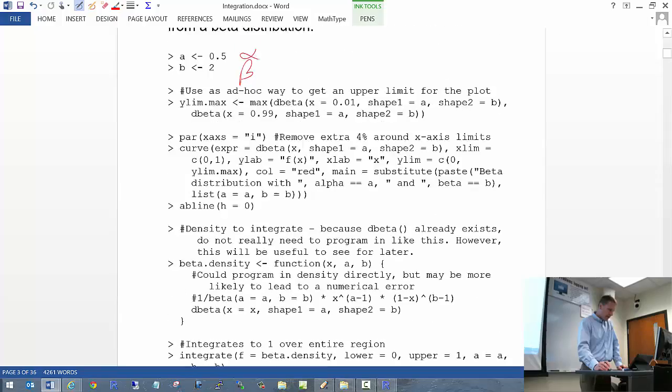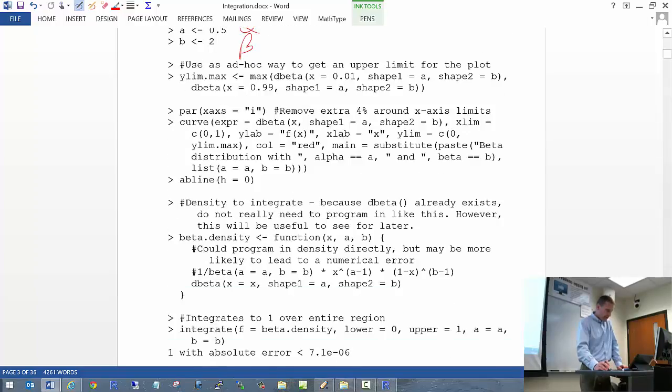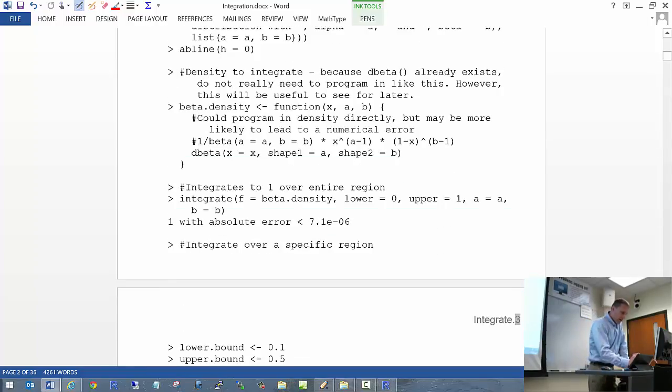Okay, so how do I do this? I write a function that I need to use with integrate. I just simply call it beta.density for the lack of a better name. Three things I'm going to pass into it: x, which is where I'm going to evaluate the density, and then the two parameters for the beta distribution, A and B. Since it's already available to me, I just use the dbeta function to return the density.